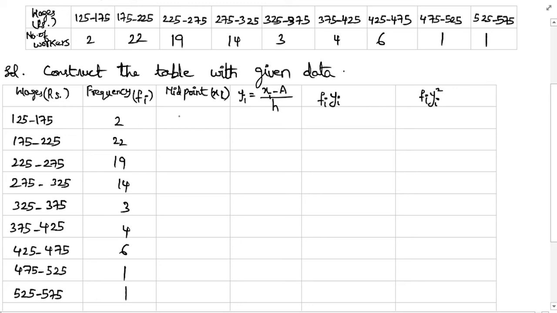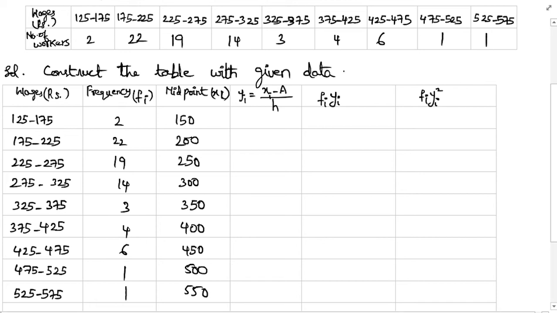Okay, so now we'll proceed to the midpoint. So midpoint is our Xi. So Xi will be the midpoint of 125 and 175, that is 125 plus 175 divided by 2, that will be 150, right? So similarly for this, the midpoint will be 200. For this it is 250, then 300, 350, 400, 450, 500, 550.